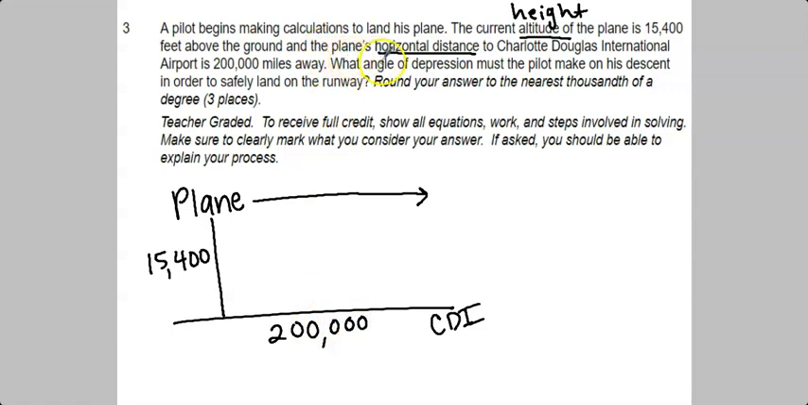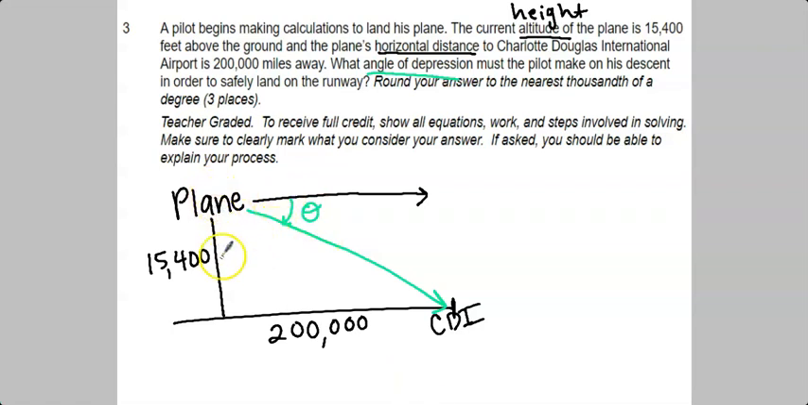So then it says, what angle of depression must the pilot make on his descent in order to safely land on the runway? So like the runway would start right here, you know? And again, the plane was flying straight, but then it's going to need to tip its nose down in order to land, right? And this is that angle of depression. This is that theta. Because again, an angle of depression should start at a horizontal line, and then it's the angle going downward. So let's do a little bit more labeling.